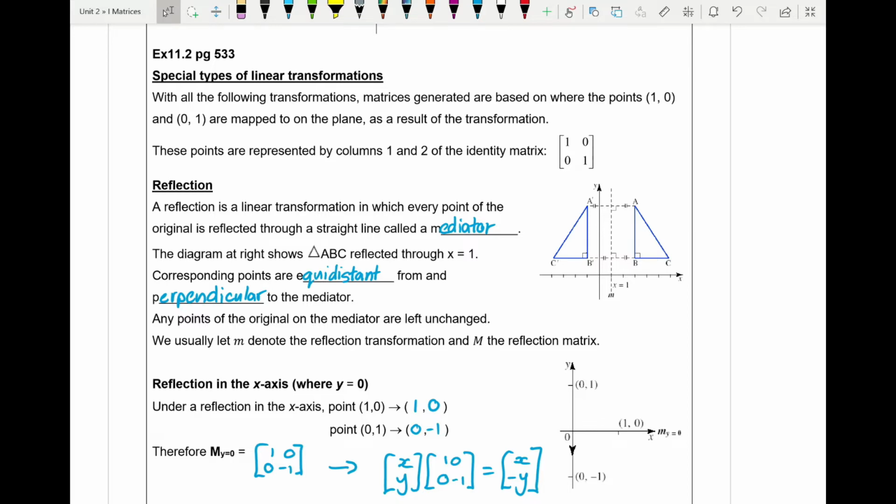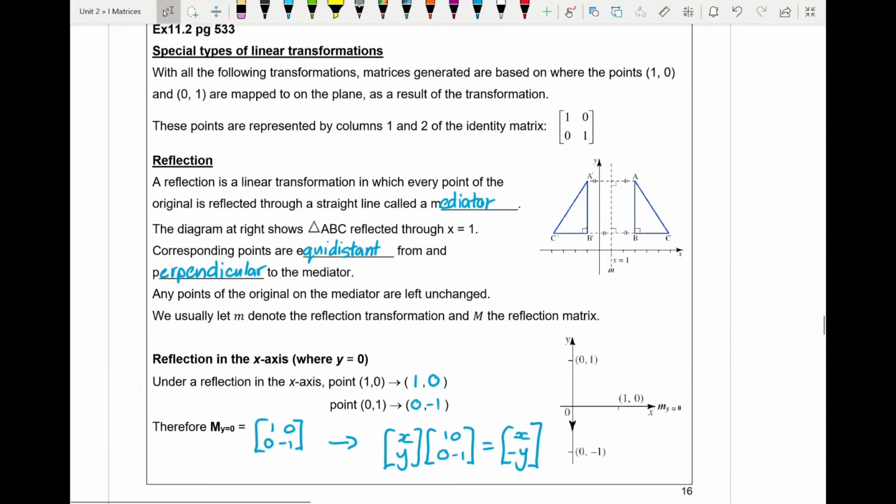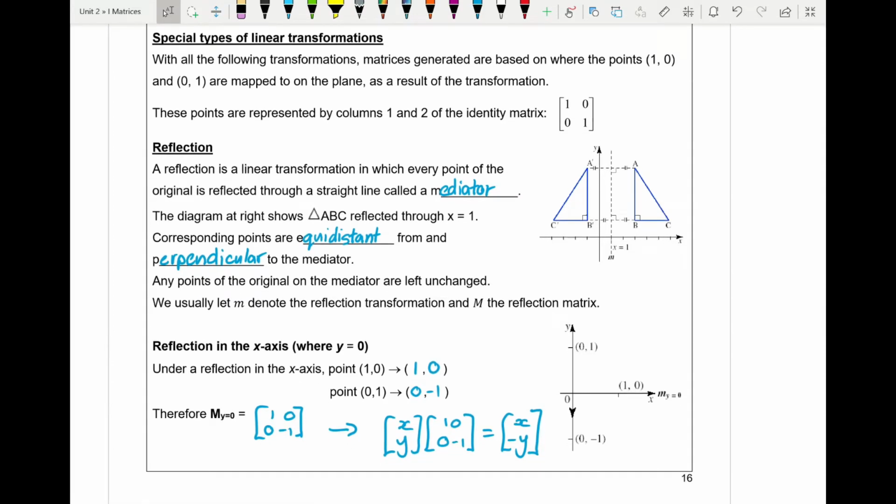In terms of reflection, a reflection is a linear transformation in which every point of the original is reflected through a straight line that we call the mediator. It's called the mediator from the root word MED, which is like medium, median, all those words that mean the middle. So the middle of the two points is going to be the mediator. The diagram here shows a triangle being reflected through the mediator, and we can see that all the points are equidistant from the mediator as well as being perpendicular to it. We let lowercase m denote the reflection transformation and capital M the reflection matrix.